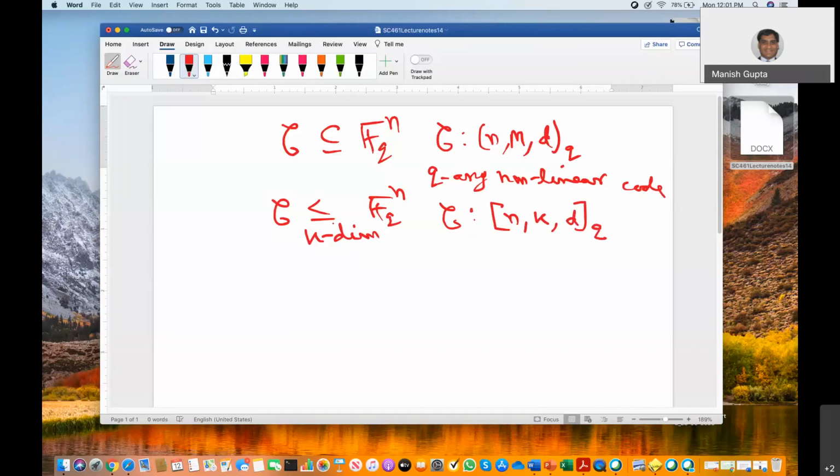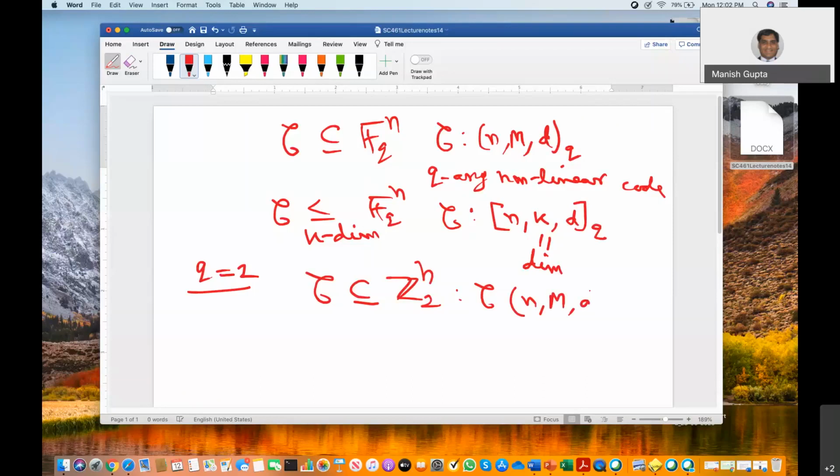k is the dimension here, n is the length, and d is the minimum Hamming distance. Now let us take the case q equal to 2. We are looking at the binary case. In that case, C is simply a subset of Z_2 raised to power n, and we denote it by (n, M, d), where d is the minimum Hamming distance.